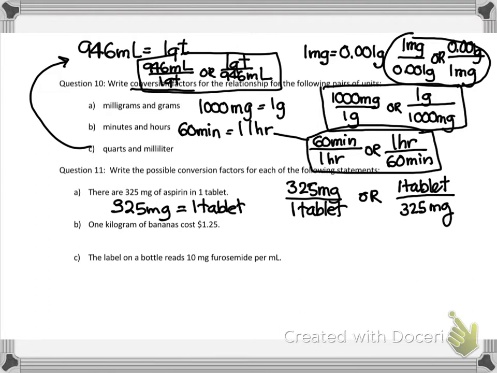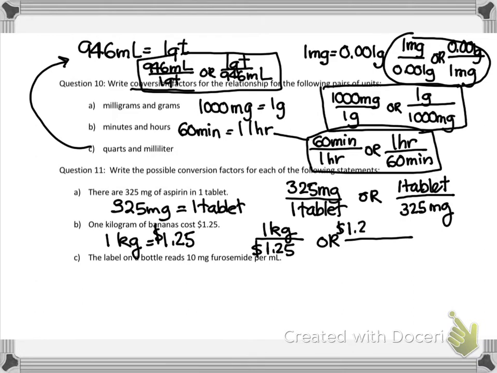Okay. Letter B, 1 kilogram of bananas is equal to $1.25. It costs $1.25. That's telling me two things that are equal. I can get a kilogram of bananas if I pay $1.25. So then the conversion factor would be, you just take a kilogram and it could go over $1.25, or depending on what I'm solving, you could take the $1.25 on the top and the 1 kilogram on the bottom.